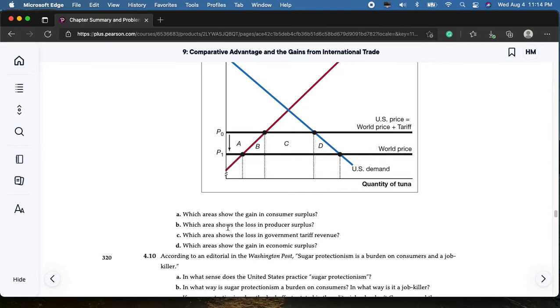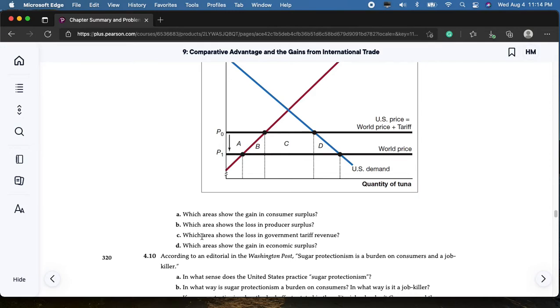So which area shows the loss in producer surplus? The only producers that are losing are the U.S. producers, because now they have to sell at price one. That means the tariffs that people were paying to the world producer is no longer there, so the price goes down, and now they have to sell at price one. Remember, when the price goes down, they're willing to sell less of it, so the loss in producer surplus will be area A.